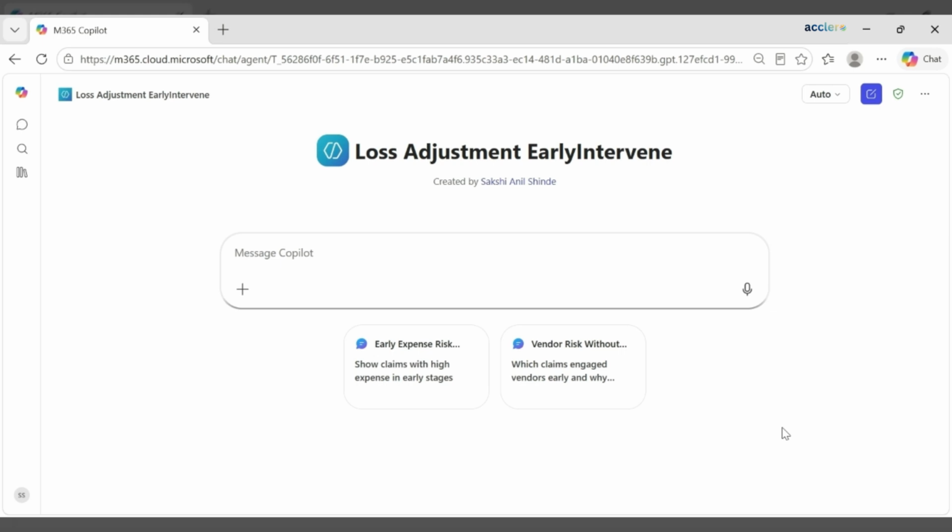This is the loss adjustment early intervene agent. In claim operations, loss adjustment expenses don't suddenly spike. They increase when actions are delayed, vendor engagement happens early, and workload slows the response time. So this agent will identify such early signals in active claims and recommend timely intervention to prevent cost escalation before it becomes unmanageable. So let us test the agent.